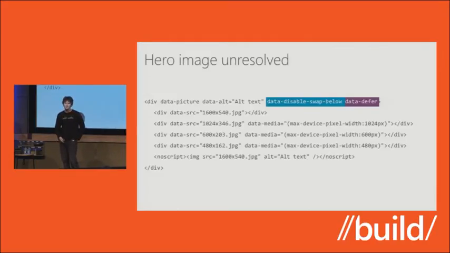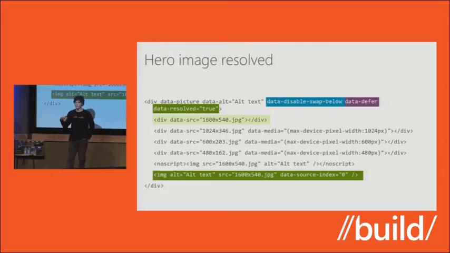Data defer is used if we want to postpone the loading of an image until after the body onload has fired, which is great for a slideshow where we don't need the last image loaded right away. We want to load that later on. You can see it finally processed here.